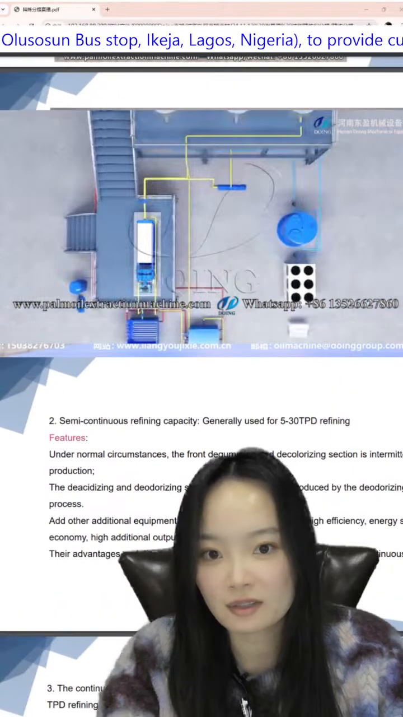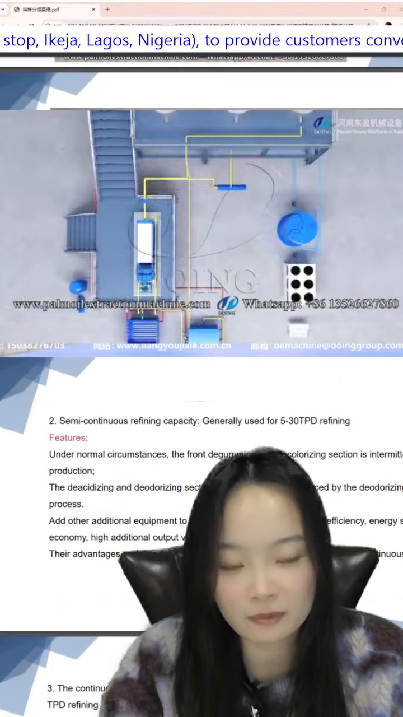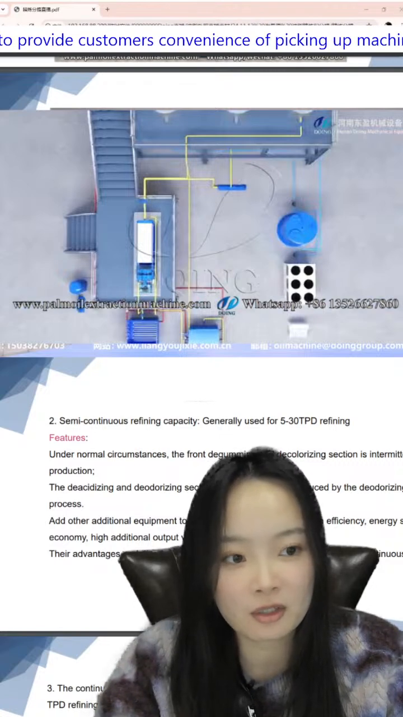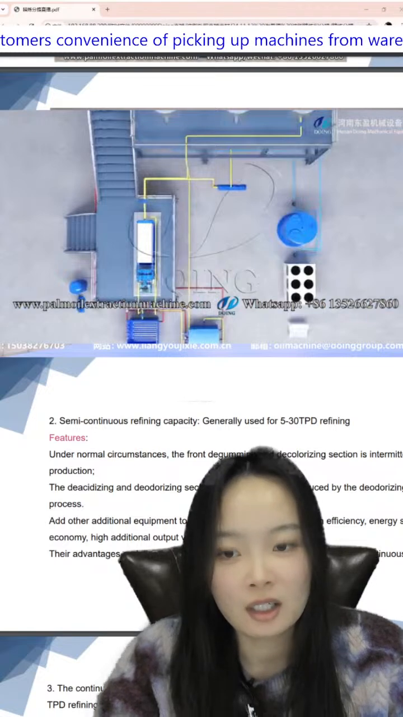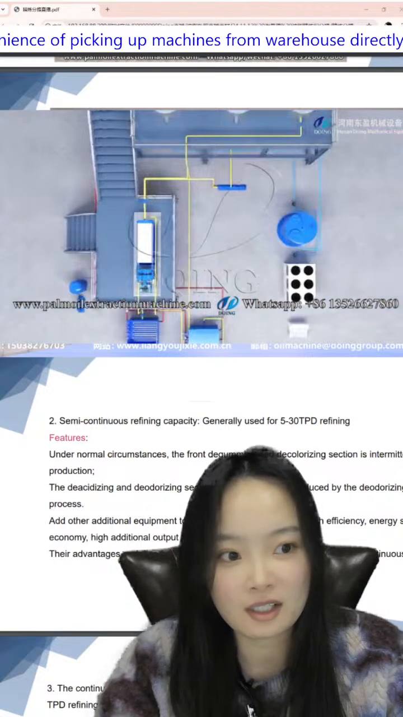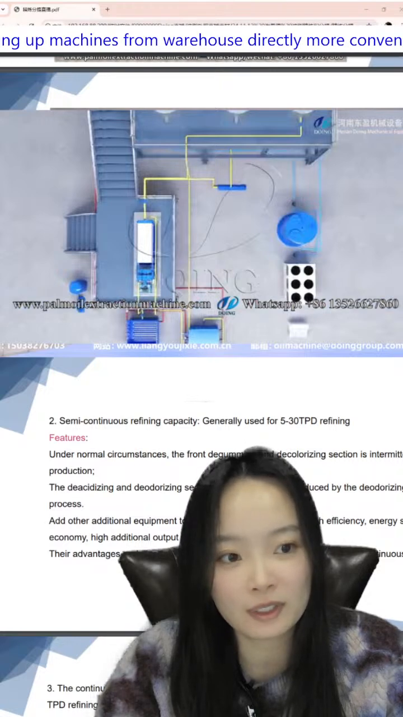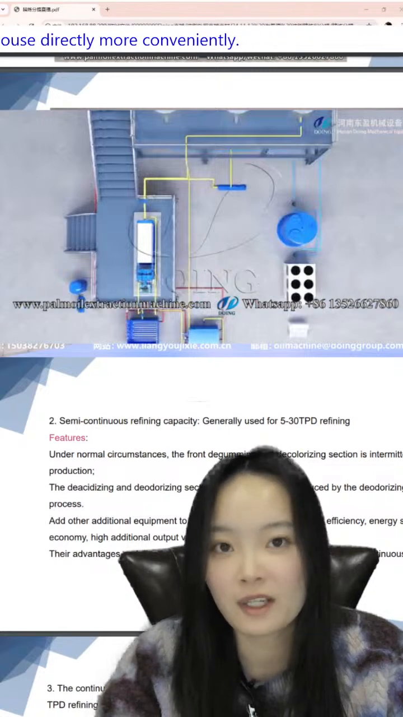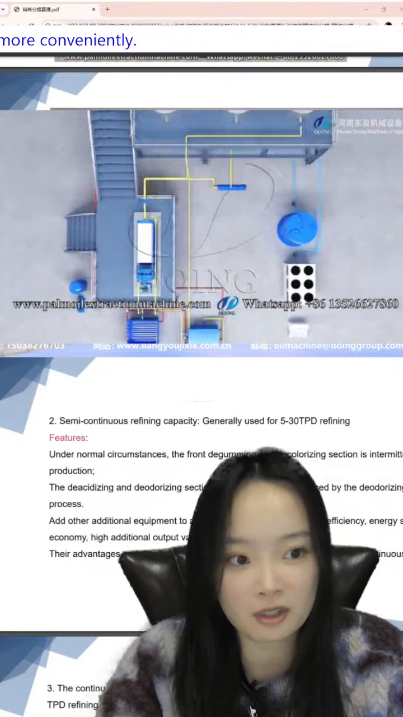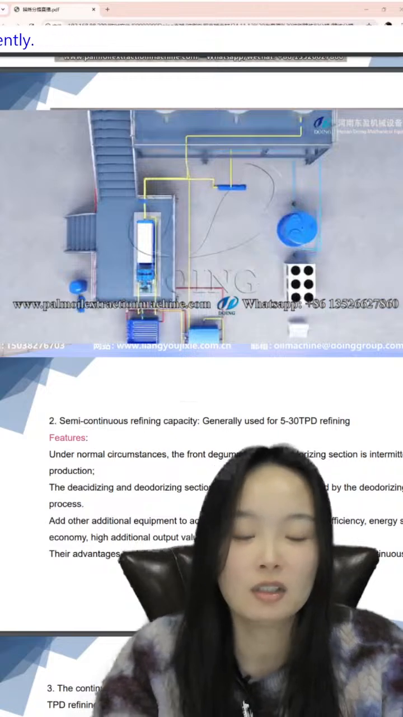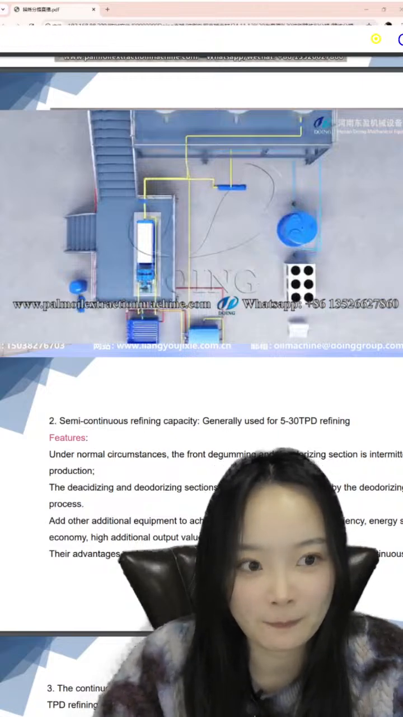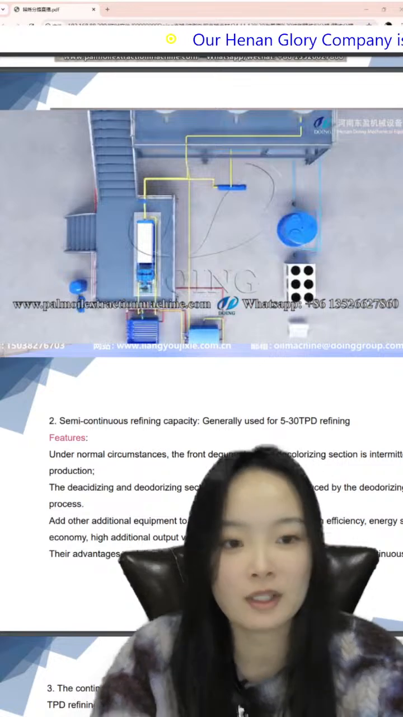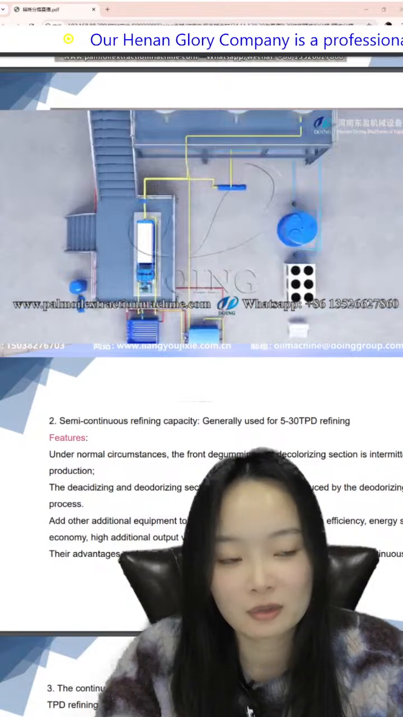And the second one is the semi-continuous refining. The capacity is generally 5 to 30 tons per day. The intermittent refining is below or equal to 20 tons per day, but the semi-continuous refining capacity is 5 to 30 tons per day. That means that if your capacity is more than 20 tons per day, you may use the semi-continuous refining.